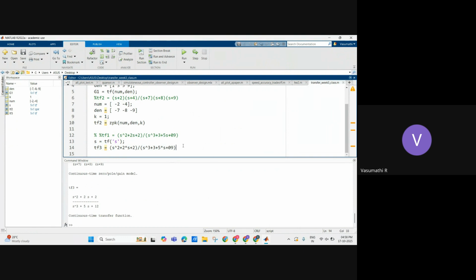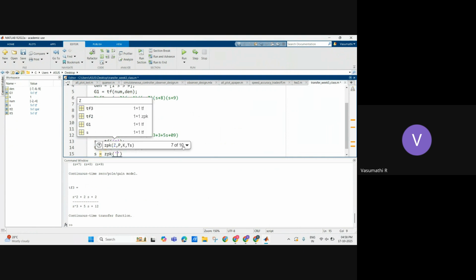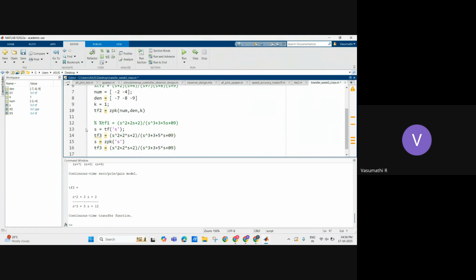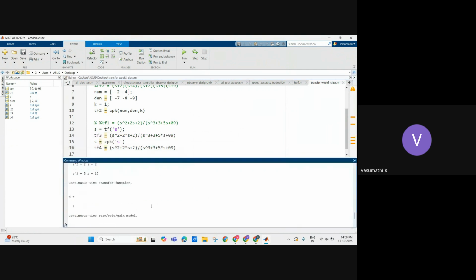And I guess this ZPK also works here. If I write it in terms of ZPK of S, and if I write the same thing here, TF of S, that is the factorized form of those things. That's it. So you can see the difference between these two.